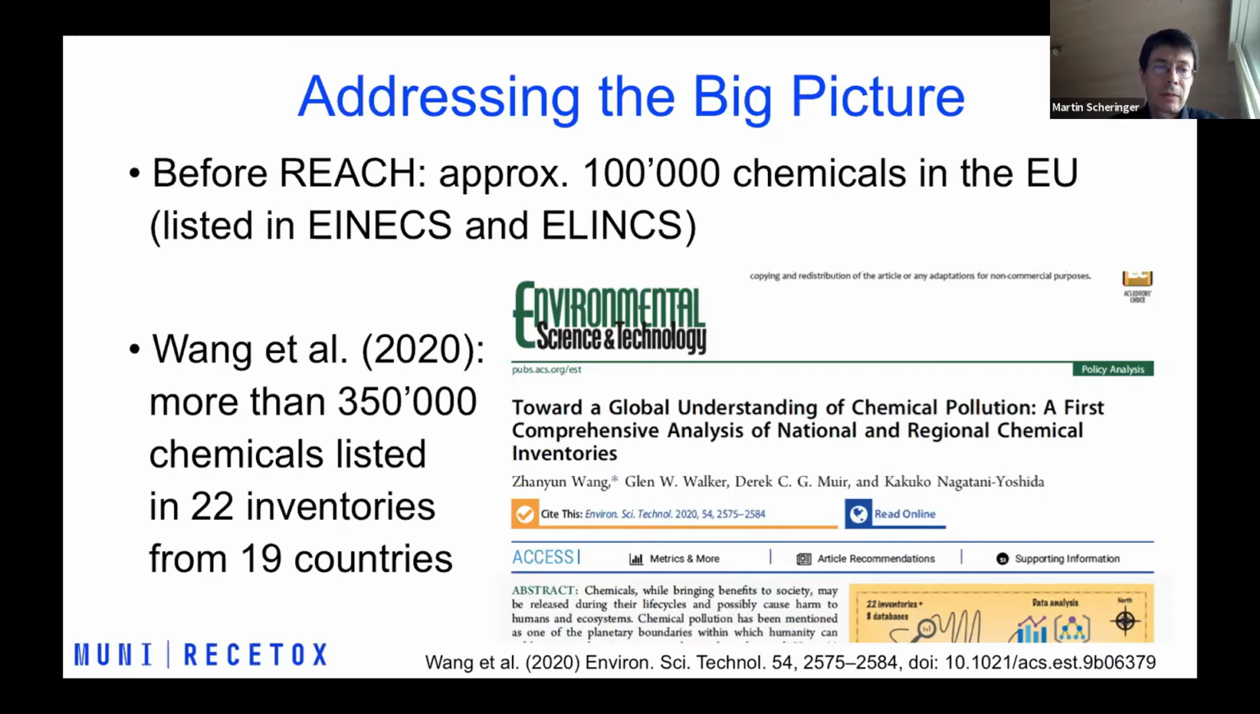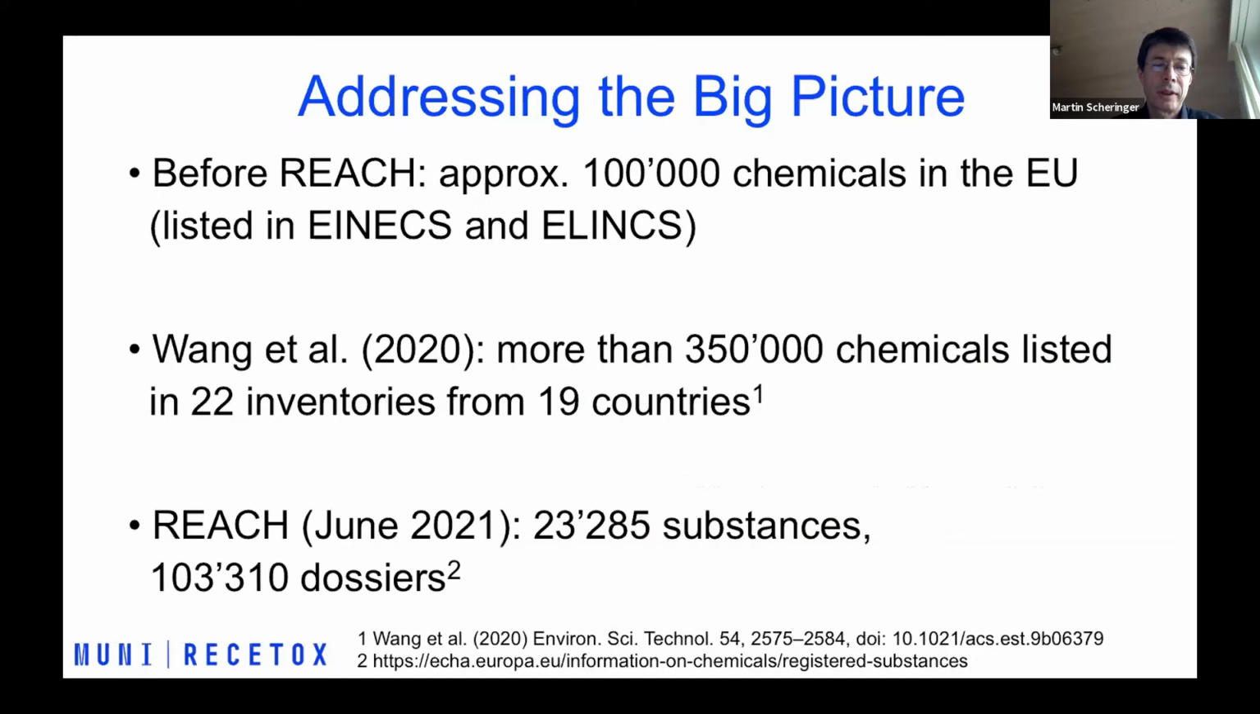Then REACH came and entered into force in 2007, and as of now, I just checked this morning, under REACH there are now 23,285 substances that have been registered, and there are a bit more than 100,000 dossiers for these substances. So REACH has accomplished one of its goals to remove chemicals from the market that are no longer viable, let's say. But still, the number is quite high, and this may be a problem.